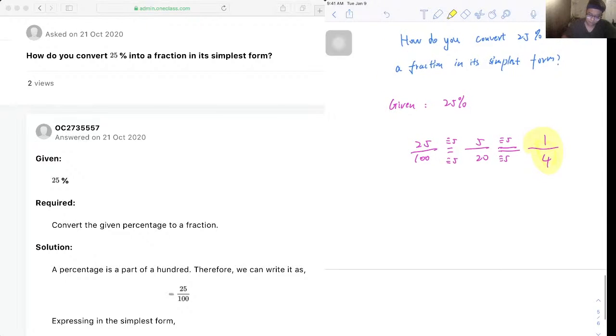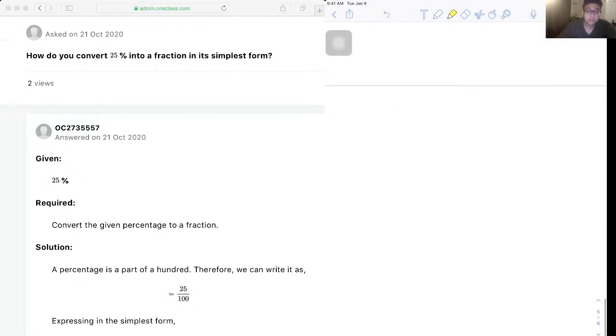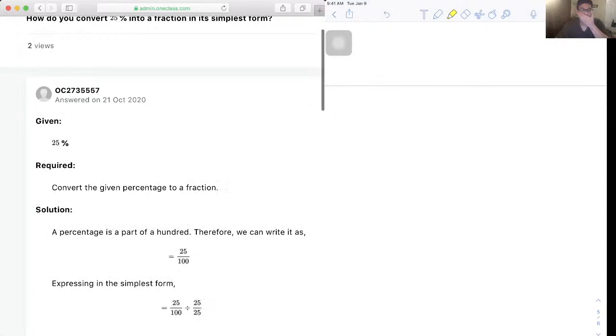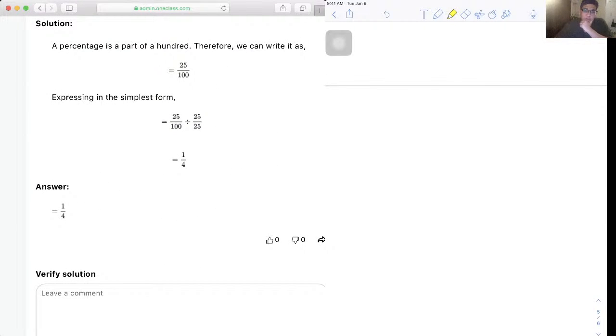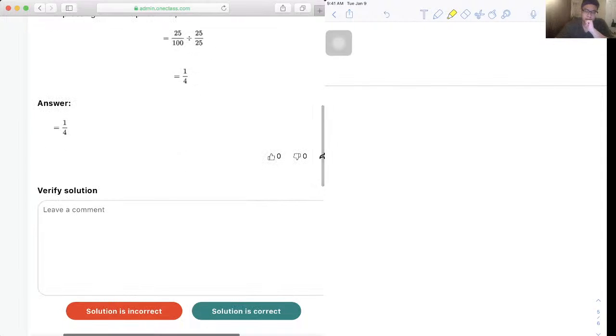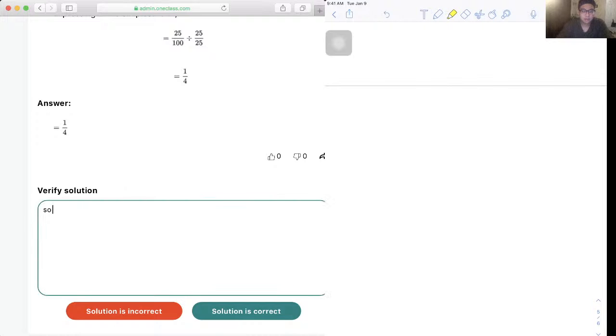Okay? So now let's leave a comment there. Or if you know that 25 and 100 can be divided by 25, you can just do it in one step. But either way works. Solution is correct.